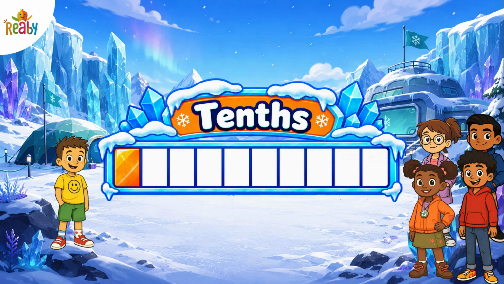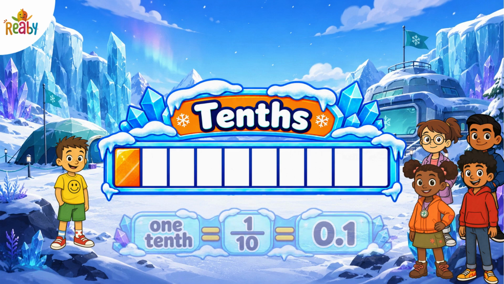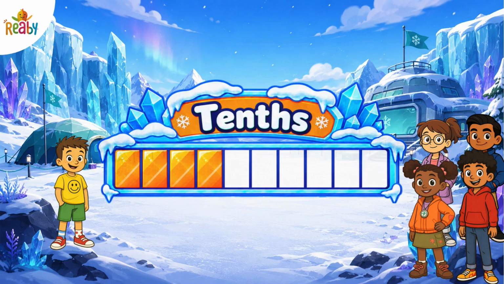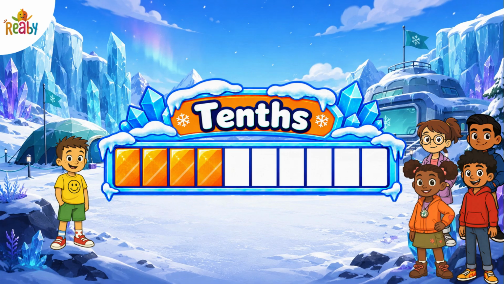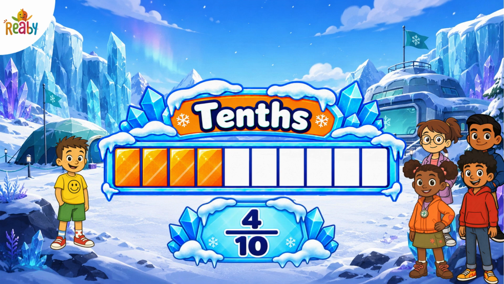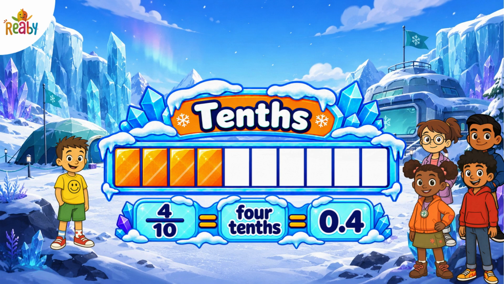Let's start with tenths. If one whole is split into 10 equal parts, each part is 1/10. 1/10 equals 1 out of 10 equals 0.1. Now look at this model. 4 out of 10 equal parts are shaded. That means the shaded part is 4 out of 10. We can read that as 4/10, and as a decimal, 4/10 is 0.4. Decimals and fractions are connected.